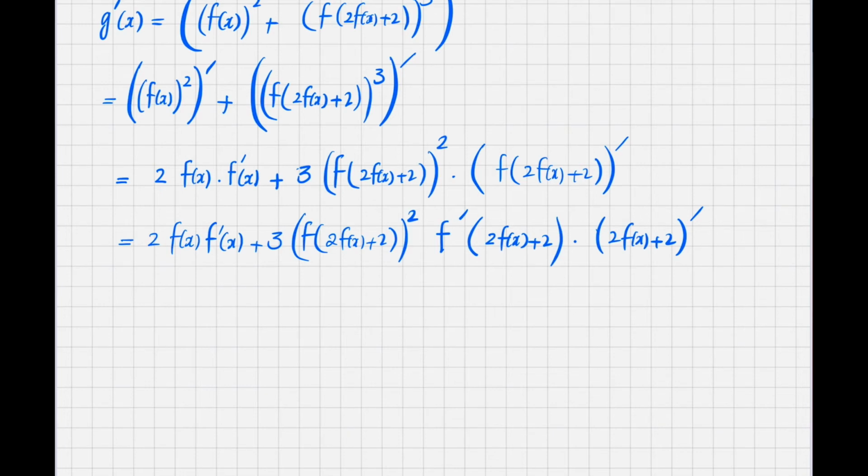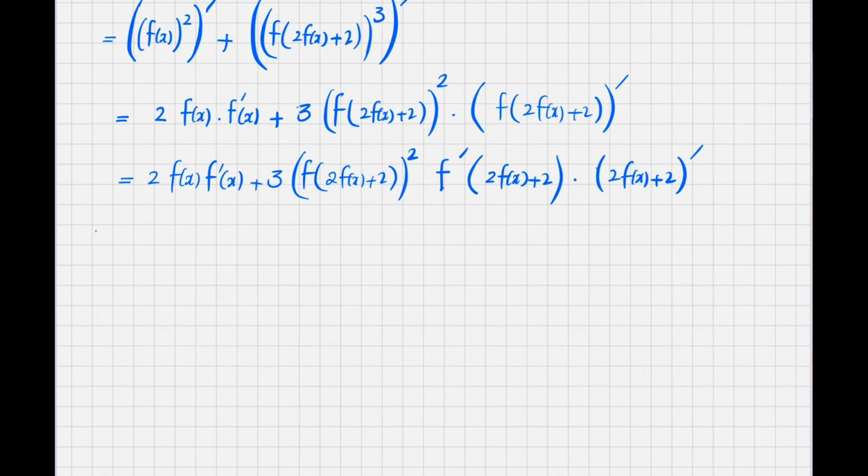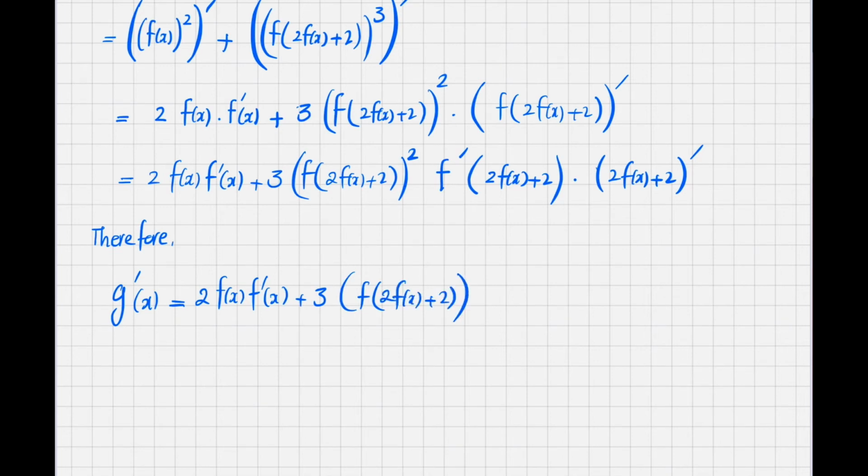Okay? But this one we can continue a little bit more. So let me write finally. So therefore, g prime of x, which we were calculating, is 2 times f of x times f prime of x plus 3 times f of 2f of x plus 2 squared f prime of 2f of x plus 2.